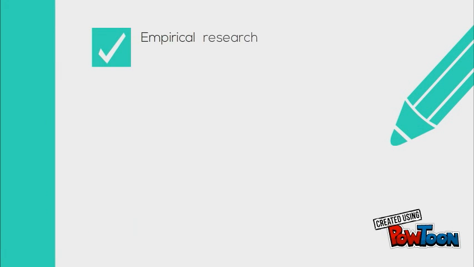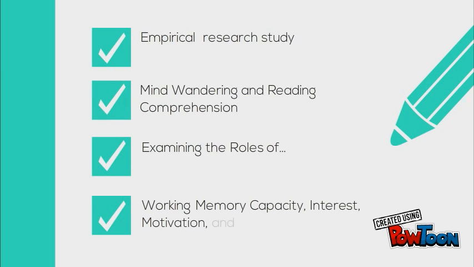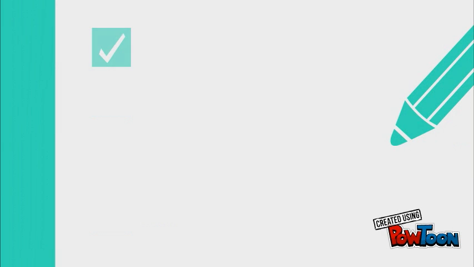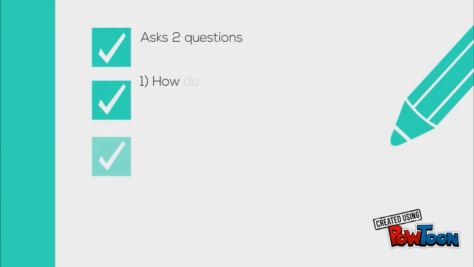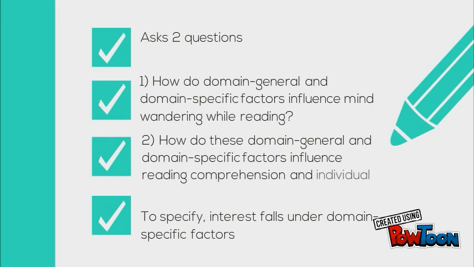The empirical research study I chose is on mind wandering and reading comprehension, specifically examining the roles of working memory capacity, interest, motivation, and topic experience. Specifically, they asked 2 questions. First, how do domain general and domain specific factors influence mind wandering while reading? And second, how do these domain general and domain specific factors influence reading comprehension and individual differences in reading comprehension?